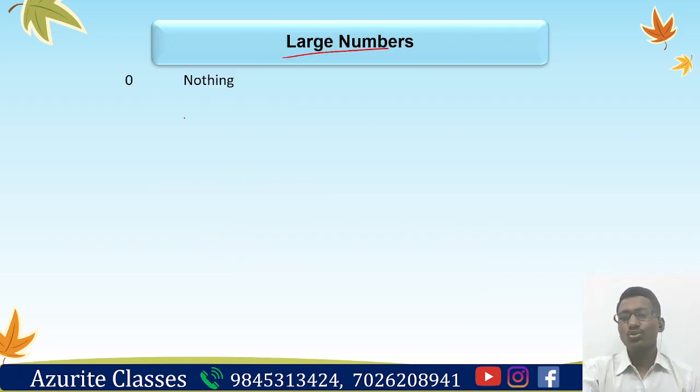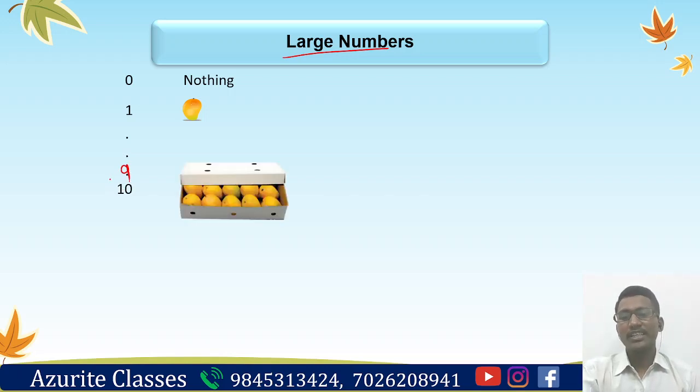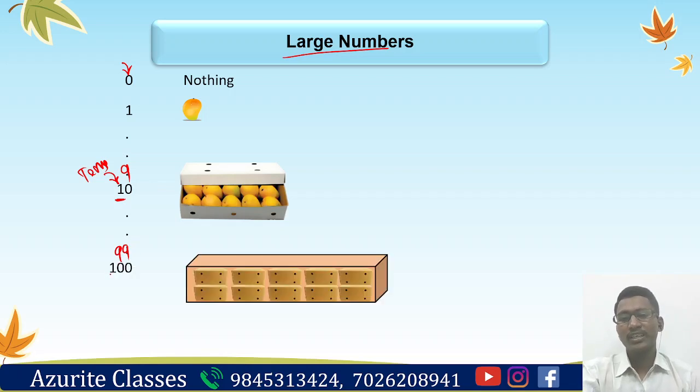So 0 is nothing, we know that. After that 1 starts, right? So you come to 9, and after 9 you start a new place, right? So that is of tens. This is the ones place. After that you start the tens place, a new place, right? So this is the place value system. After that you go till 99. After 99 we have to start a new place of hundreds, right? So this is how we form bigger and bigger numbers.